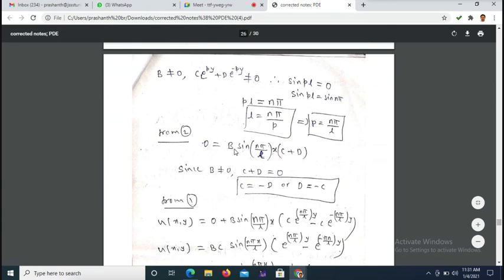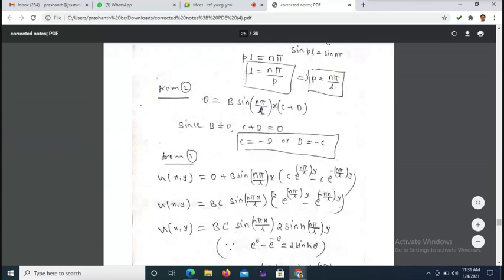L. Since B is never 0, C plus D also is not equal to 0. Sorry, sin n pi by L of x is also not equal to 0. Only C plus D equals 0. You can ask me why sin n pi by L of x is not equal to 0. Because we don't know the value of x, and we don't know the value of L. So this is never equal to 0. C plus D can be equal to 0 because we don't know what value will be there. So C can be taken as minus D and D can be taken as minus C.